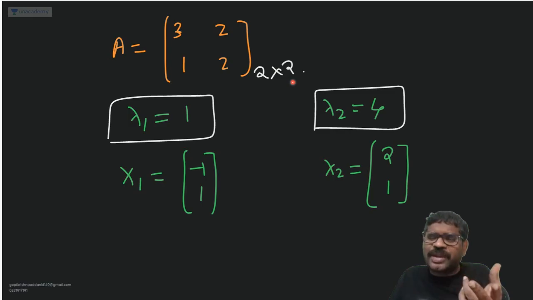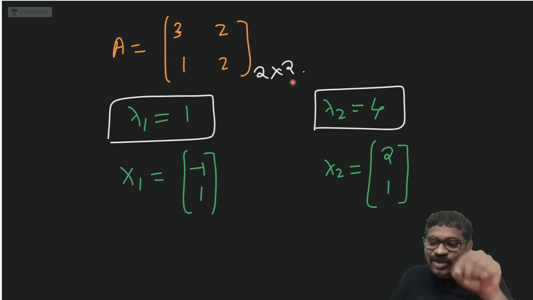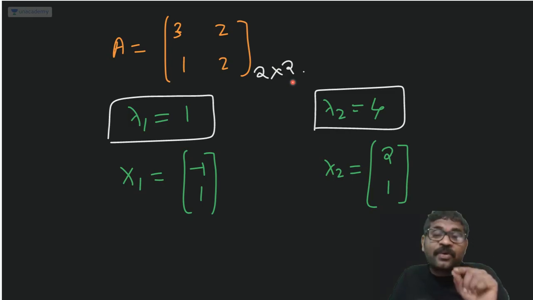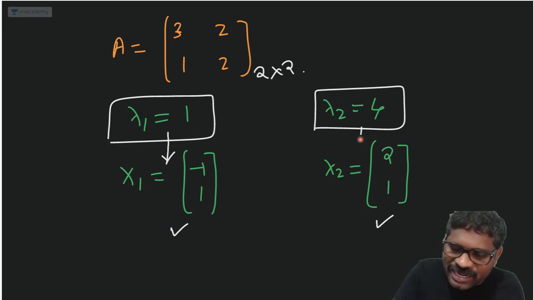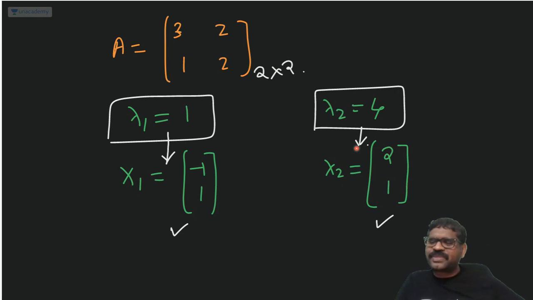For a 2 cross 2 matrix, eigenvalues are 2, 100%. If n cross n, it has n eigenvalues. I am talking about values: eigenvalues, characteristic roots. Now, if 2 eigenvalues are different, then 100% for every different eigenvalue, there will be one different independent eigenvector.